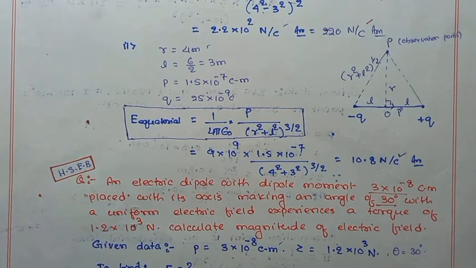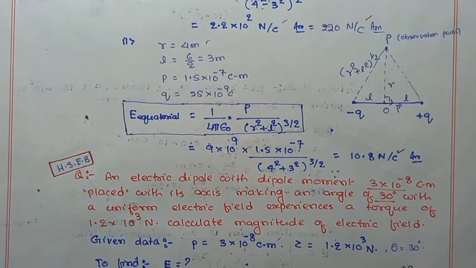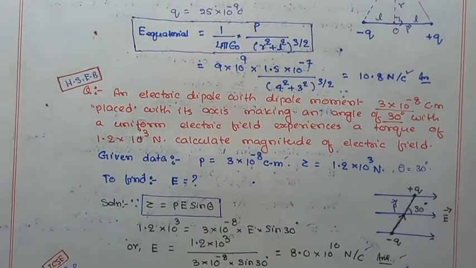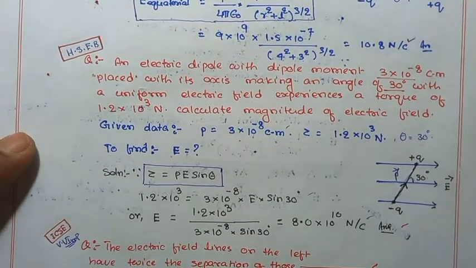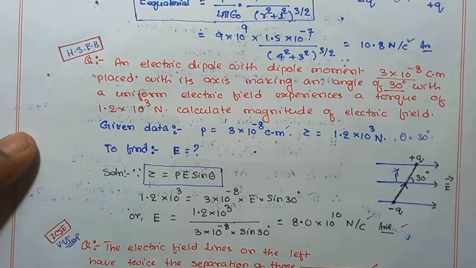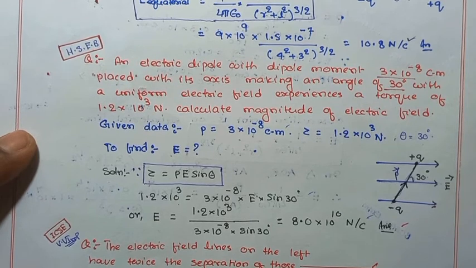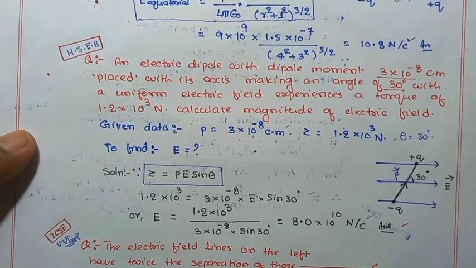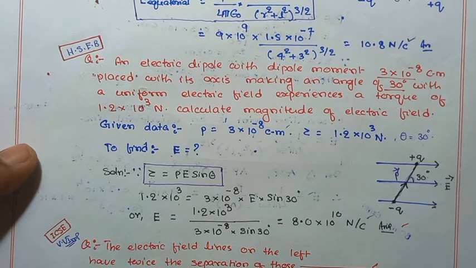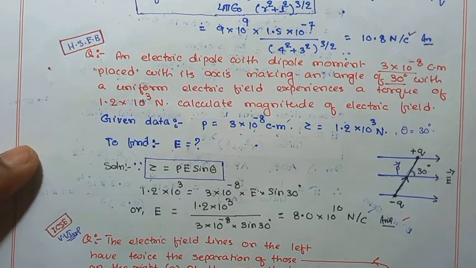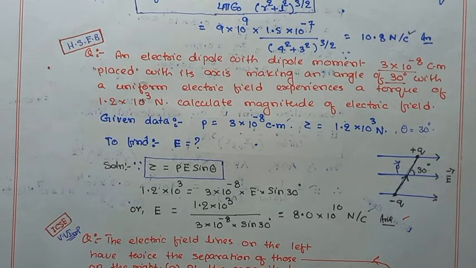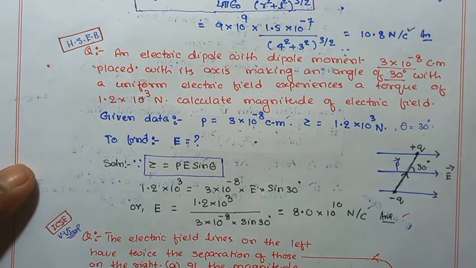Okay? One more important question. This is also a board exam question. An electric dipole with dipole moment 3 into 10 power minus 8 Coulomb meter, placed with its axis making an angle 30 degree with a uniform electric field, experiences a torque of 1.2 into 10 power 3 Newton meter. Calculate the magnitude of the electric field. In this question, the dipole moment is given and the torque is given, and the dipole axis makes an angle 30 degree with the direction of the electric field, which is also given.